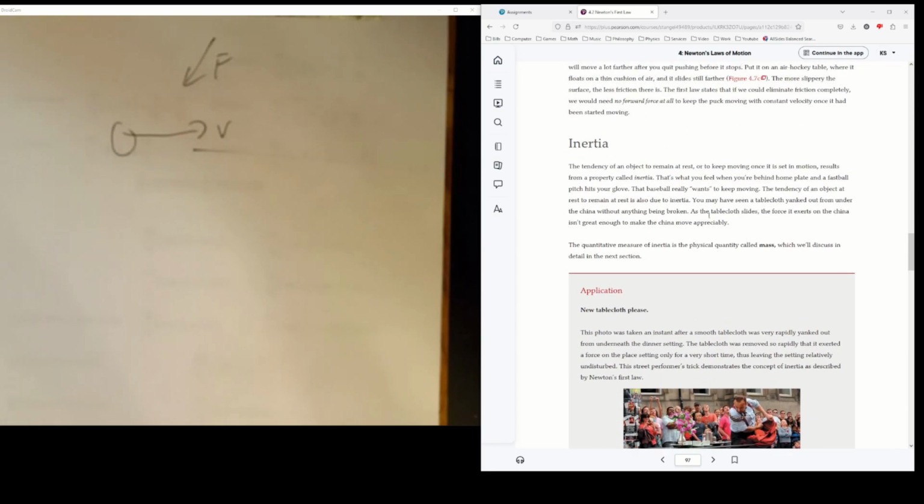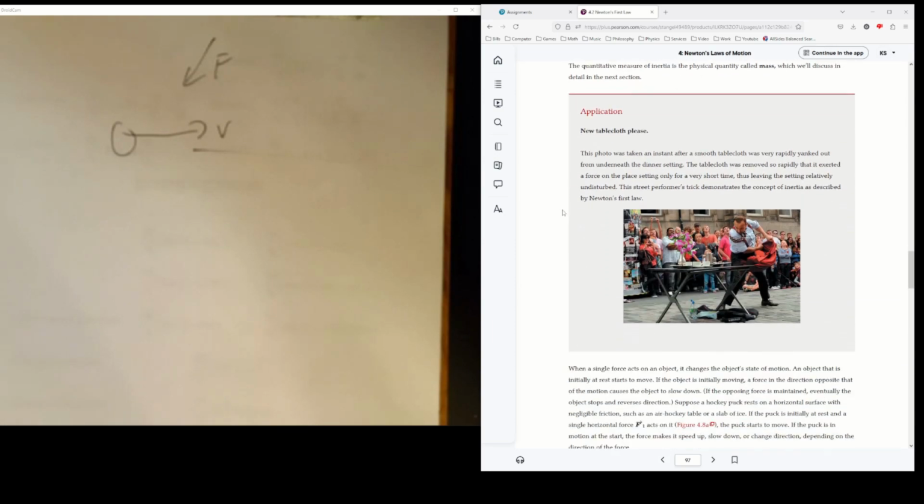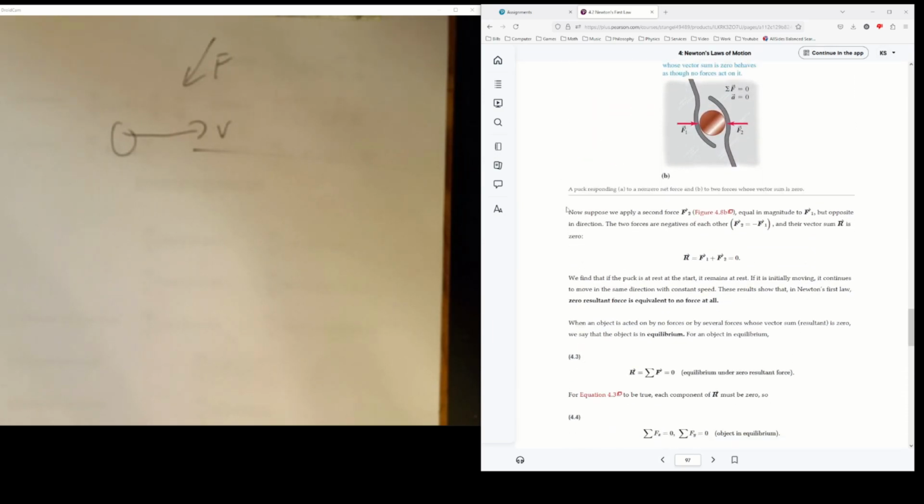Inertia is what I was talking about earlier about mass. Mass is a measure of your resistance to motion, and that's what they're calling right here. The measure of inertia is called mass. And inertia is our resistance to motion.